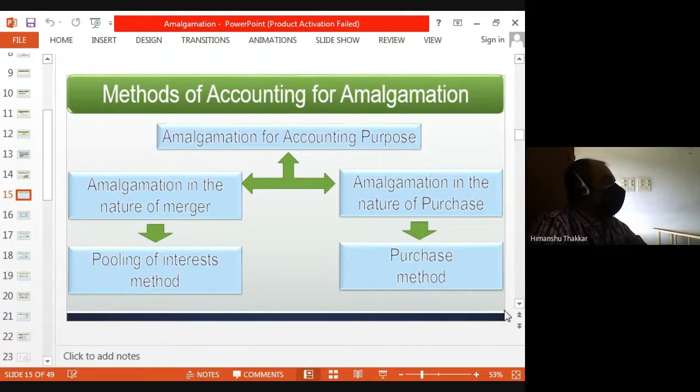In the example, whether they ask you to prepare balance sheet as per merger or purchase, some accounting method is used. So if they say the amalgamation is in the nature of merger, the method of accounting used is pooling of interest method, whereas here they use purchase method. Now, what do you mean by pooling? Pool. Have you heard this word pool?